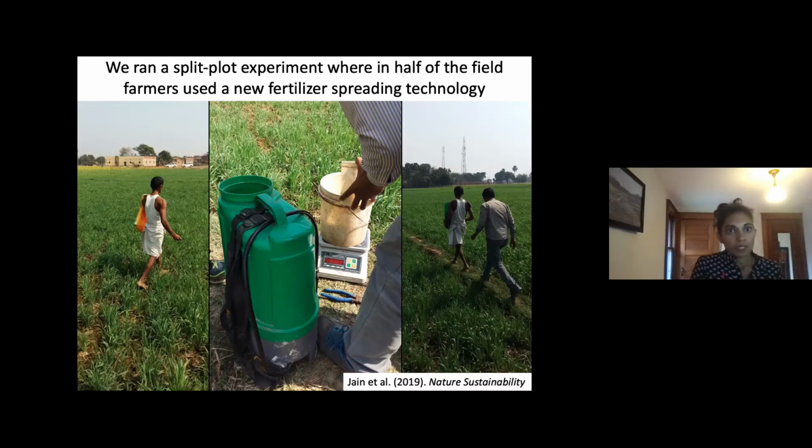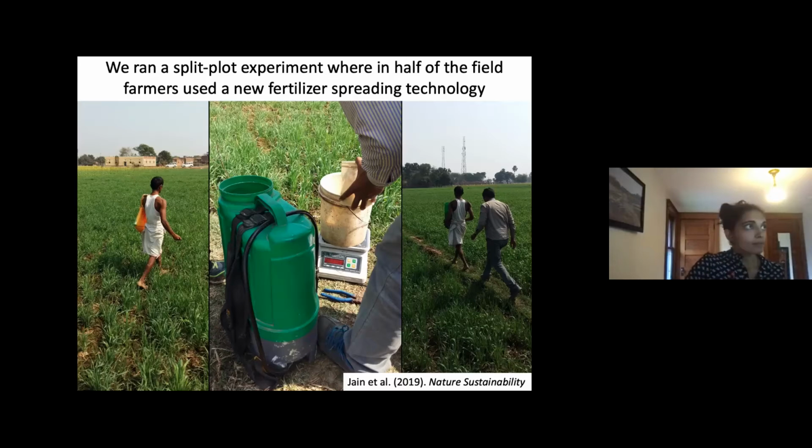So what we did was we ran a split plot trial. So basically in half of the field, we had farmers just do the baseline approach of hand spreading the fertilizers. In the other half of the field, we had the farmers use the exact same amount of fertilizer, but applied it using this backpack. And we then collected yield estimates on the ground. So this was, at the time of harvest, we went out with the farmers and actually weighed the grain in field.